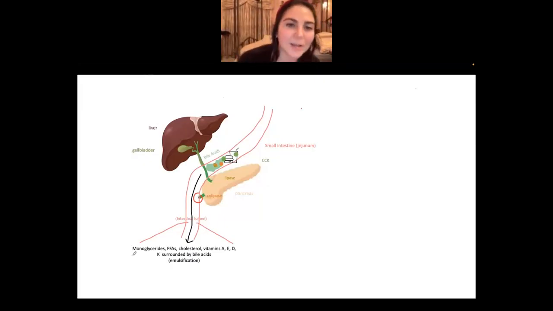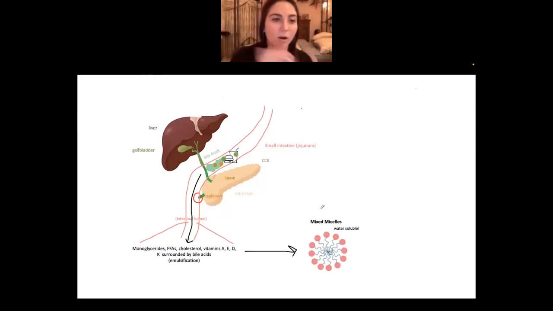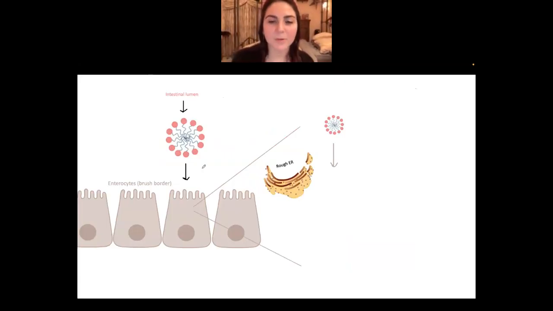And then basically, at the end of the day, we break this very fatty food down into monoglycerides, free fatty acids, cholesterol, your fat-soluble vitamins, and then they're surrounded by bile acids, right? And this is what's known as emulsification, where the bile acids are surrounding all these things. So you can think of this as being a mixed micelle. Mixed micelles are, again, you can think of the bile acids on the outside, super, super hydrophilic. And then on the inside, it's very hydrophobic, very fatty. So this is actually water soluble. And the reason that's important is because it can now go to the brush border enzymes. It can be uptaken by these brush border enterocytes within the small intestine and further sent along into the body. They can go into the blood.